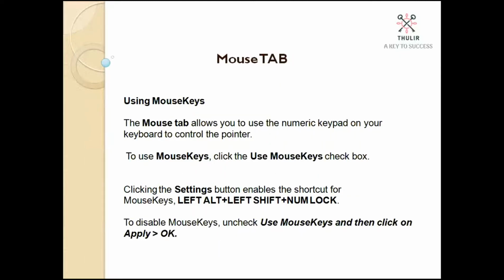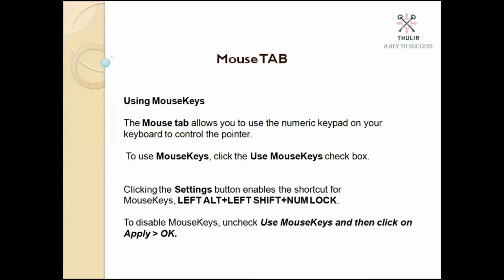Now again, we'll move on to the mouse tab. Using this mouse tab, we can control the settings for the mouse. The mouse tab allows you to use the numeric keypad on your keyboard to control the pointer. Instead of using the mouse, people can press the numbers on the number pad, making use of a few keys designed for the movement of the mouse. Whatever movements can be done using the mouse, they can do with the help of the numbers on the num lock in your keyboard.